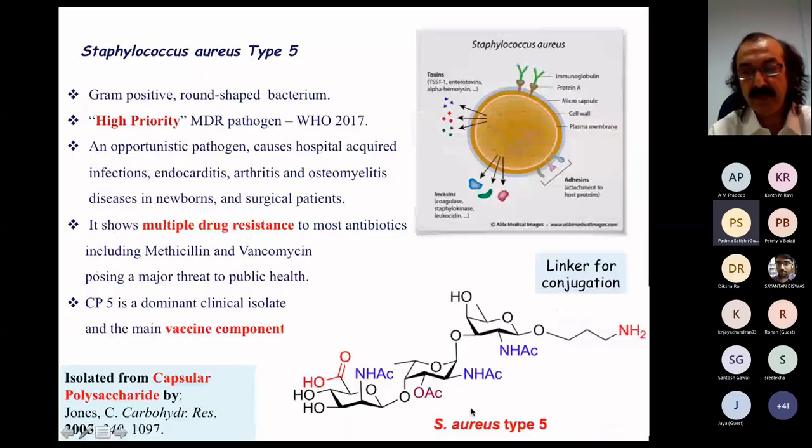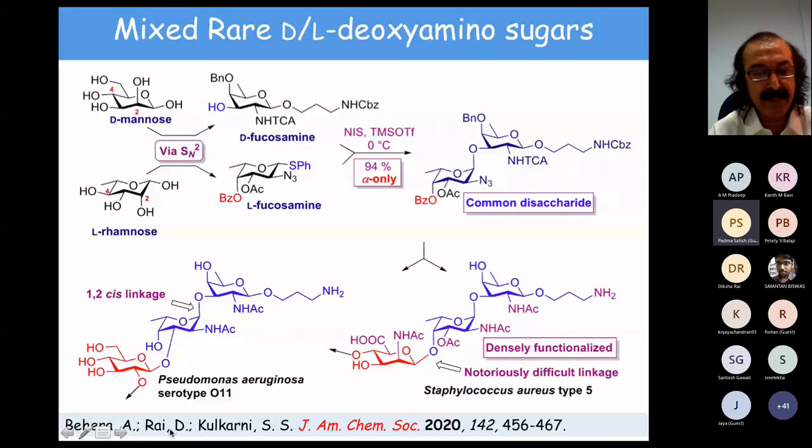So this is Staph, and these are very difficult to synthesize. And to cut the long story short, Archana and Diksha from our lab were able to use our protocol to develop these two building blocks, which they could tie together stereoselectively and carry out total synthesis of these two glycans, which are ready for protein conjugation, and then immunological studies which we are doing in collaboration with Peter Seeberger at Max Planck.